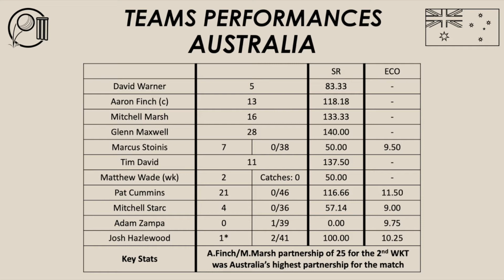They leaked runs, didn't build pressure with the ball, didn't bowl consistent lines and lengths, didn't execute their skills with the ball. And they were a bit off in all those departments, Australia. They were too expensive, and New Zealand just kept scoring runs over after over, and the Australian bowlers had no answers whatsoever.